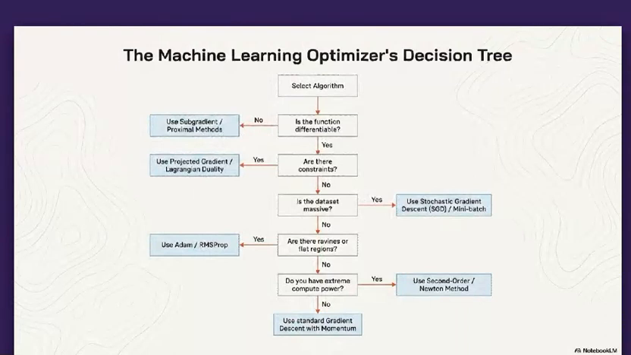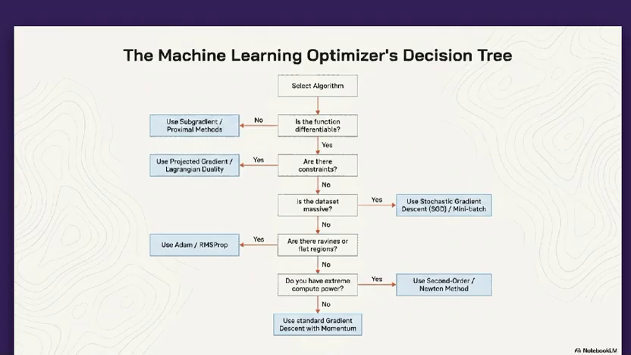Second question. Are there physical constraints? Do we have bounded feasible regions that the weights absolutely cannot cross? No. We are just adjusting neural weights to recognize patterns of red pixels and octagons. A weight can technically be any value if it helps reduce the prediction error. So we follow the no constraints branch. We are in unconstrained optimization.